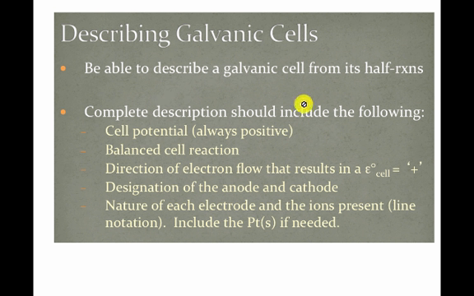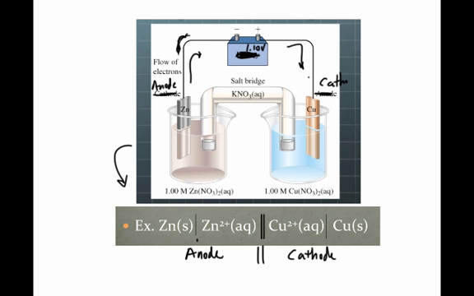Here's a little list of things to be able to do if you're going to try to describe galvanic cells, things that you always want to put in here. Cell potential: always make it positive. The direction of electron flow has to be shown, and that's why I reversed all of this, because I knew that the electrons went from zinc to copper, so I switched everything around to make it proper.